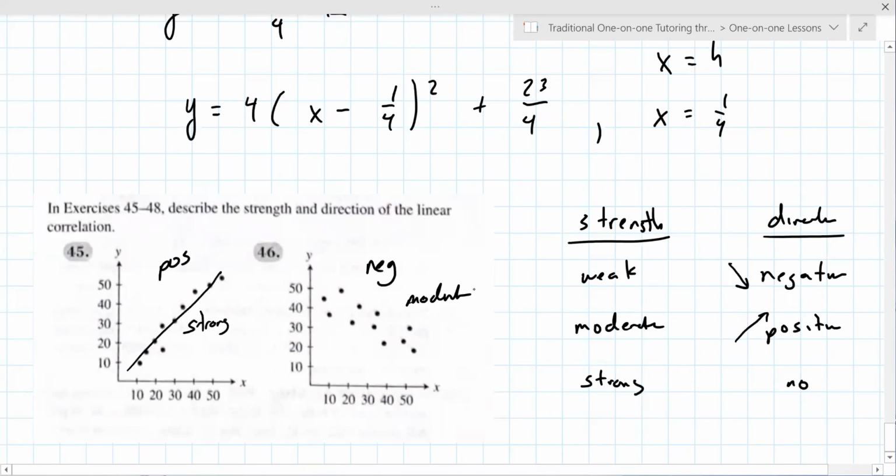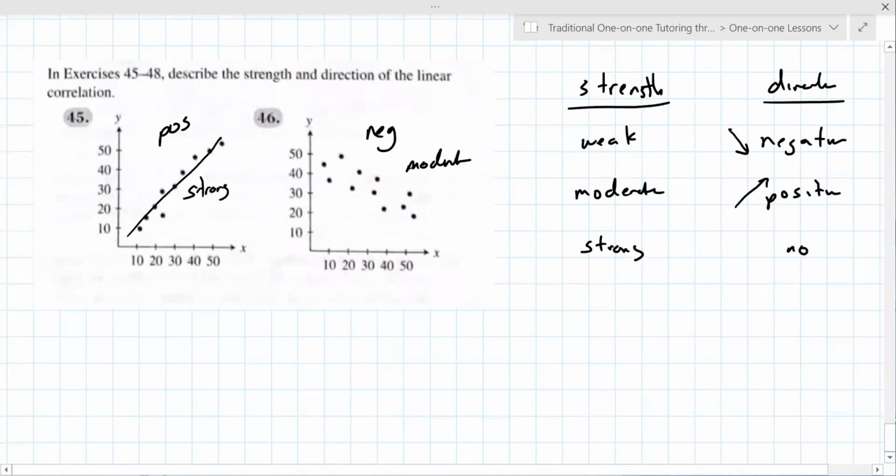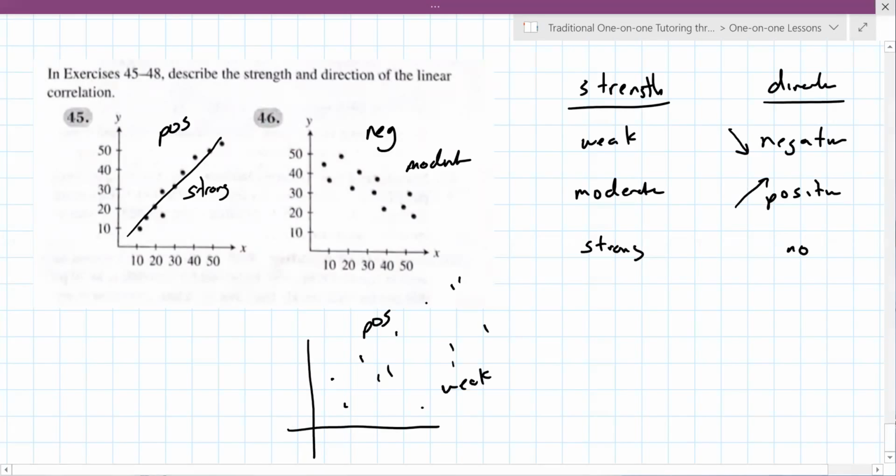Because they're kind of close together, but they're not as well as the last one. So you might be wondering, well, what would... let me just choose, let me go positive here. Positive would be like that. That would be a weak positive, because they're kind of all going up to the right, but they're just all over the place, to get an idea of that.